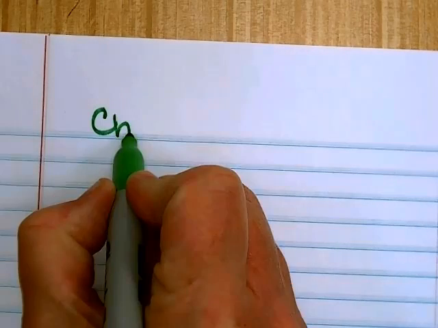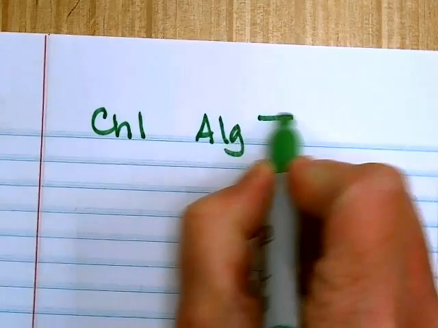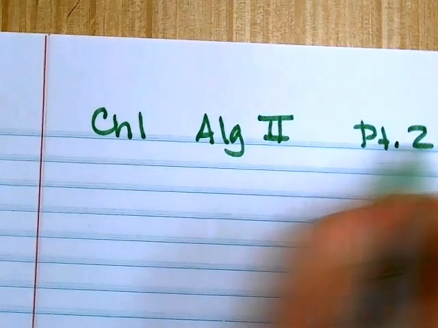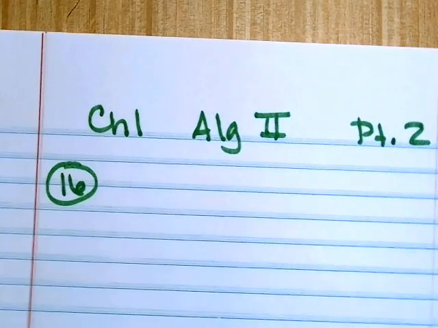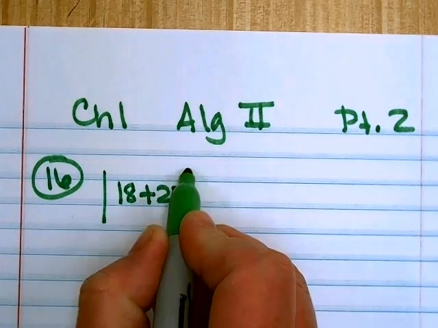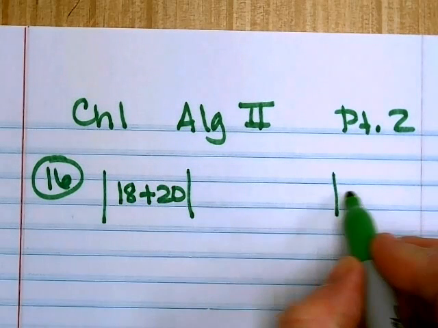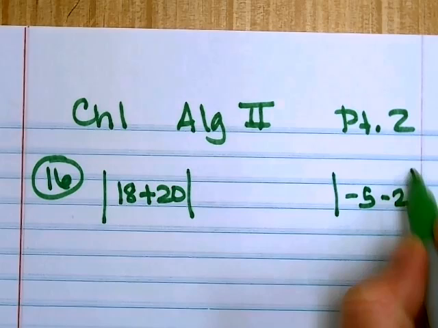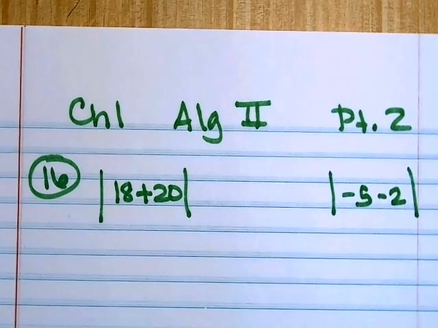Okay, we're going to start today with the study guide, Chapter 1, Algebra 2, Part 2. We're going to start with number 16. It asks you to find the absolute value of the sum of 18 and 20. Compare it with the absolute value of negative 5 minus 2. What do we get for this?